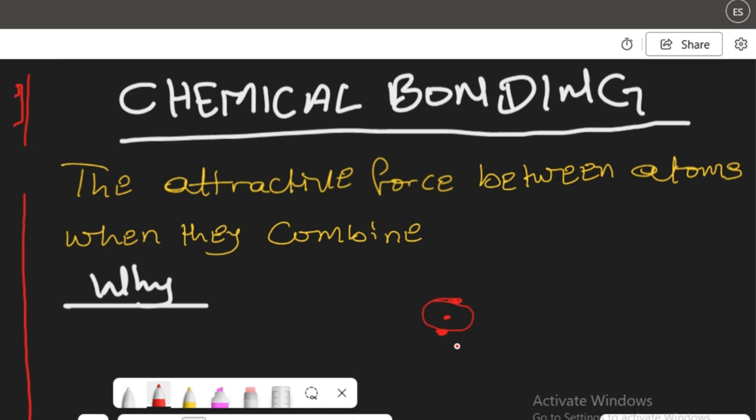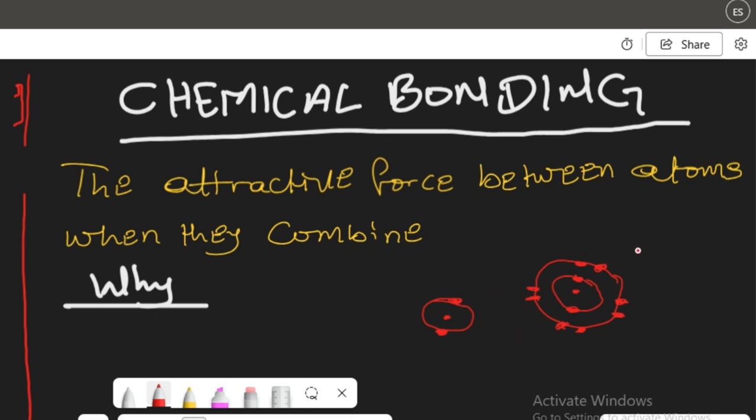Another example of a noble, group 8 element is neon. Neon has atomic number 10, and it has a shape that looks like this. This is the nucleus and this is the first shell, which has 2 electrons. This is the second shell, which has 8 electrons, and is completely filled, as you can see. So this atom of neon is completely filled.